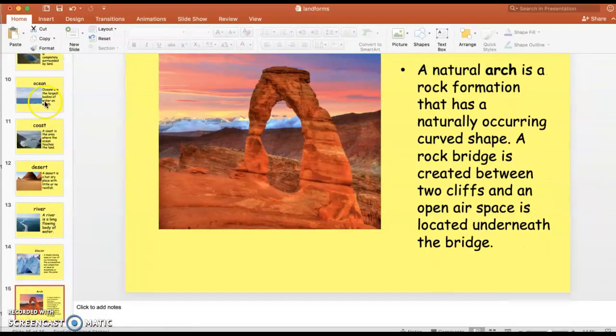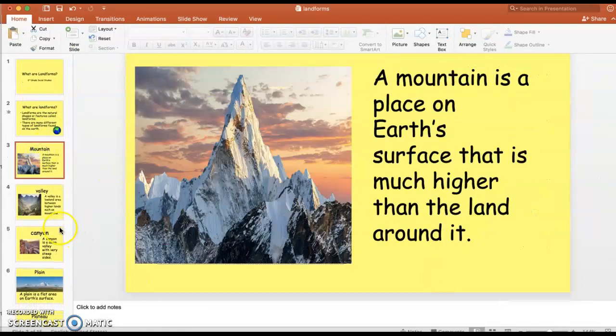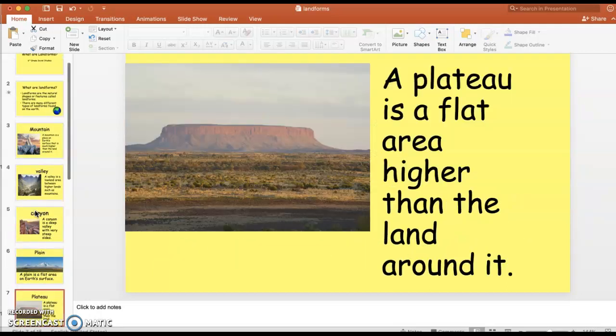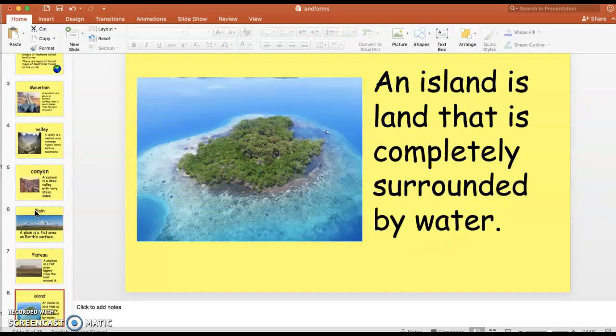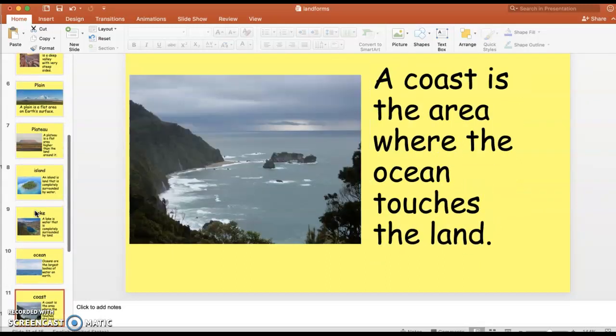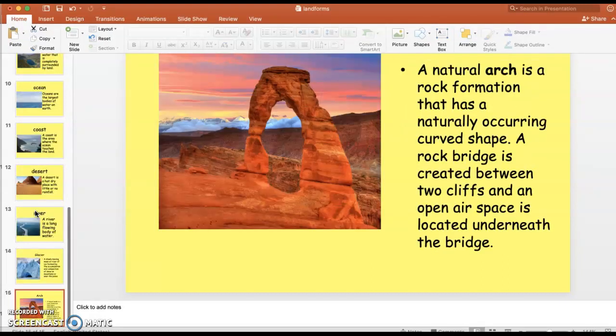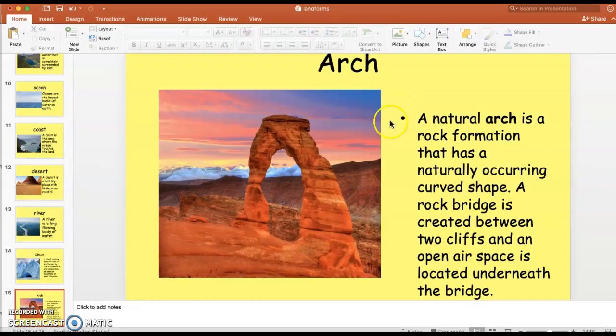And again, with our landforms project, you know that there's various landforms on our Earth, such as mountains, valleys, canyons, plains, plateaus, islands, lakes, oceans, coasts, deserts, rivers, glaciers, arcs, and that's all we have for our simple landform slideshow. Okay? Make sure you study, watch this when you want, and be prepared.